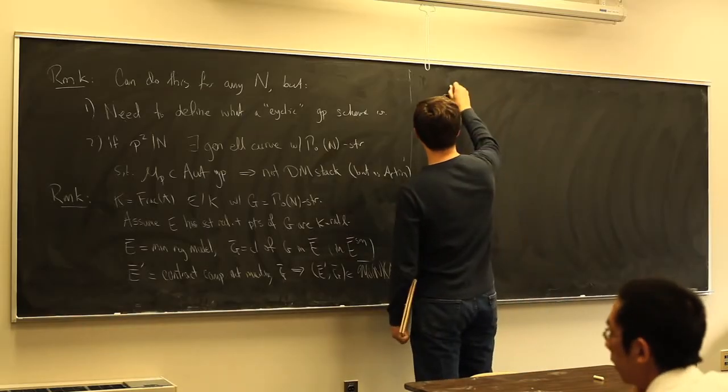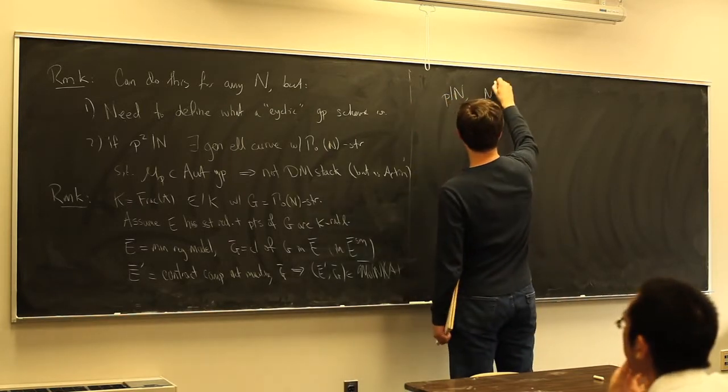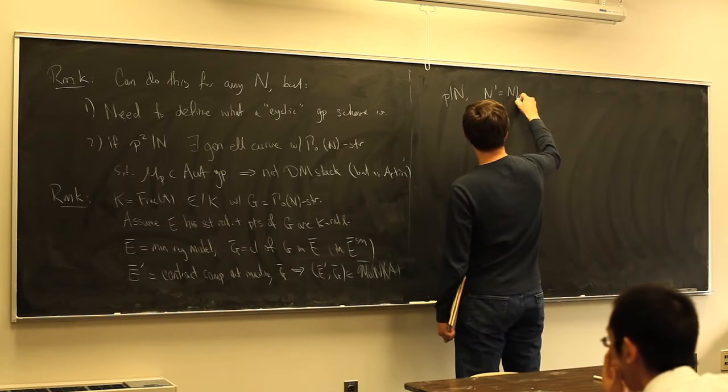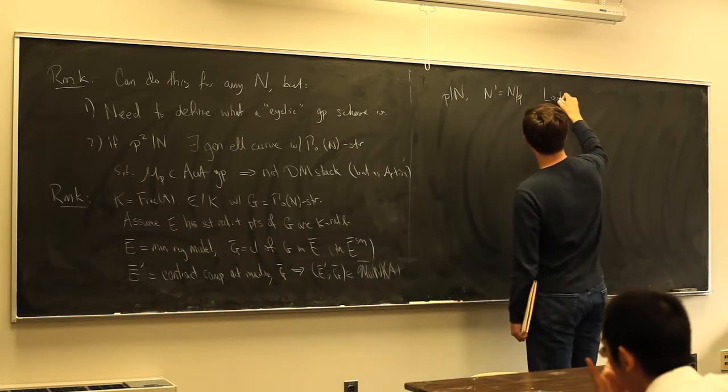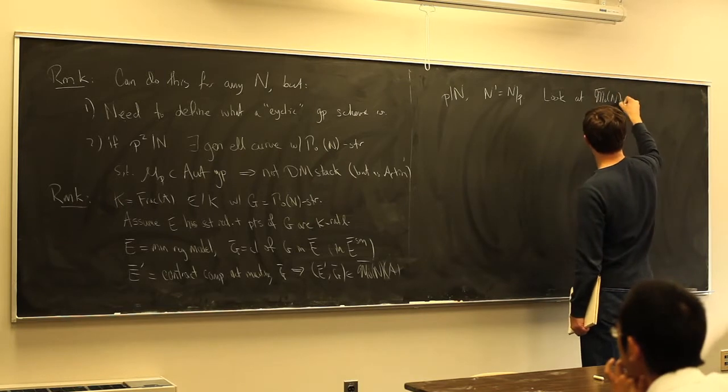So suppose that p divides n. We're going to stick with n being square free. We're going to let n prime be n divided by p. We want to look at this M_0(n) bar over F_p.